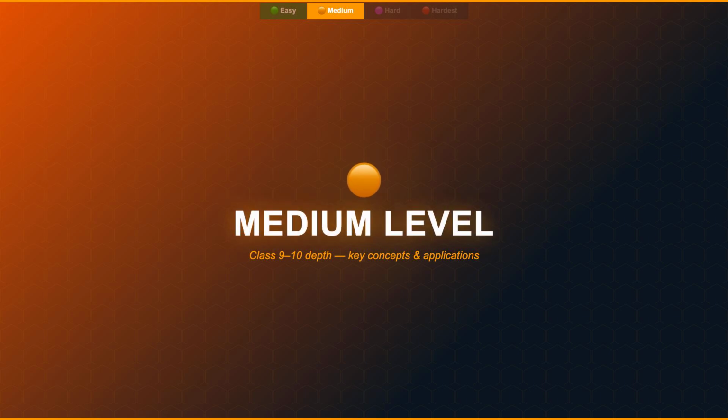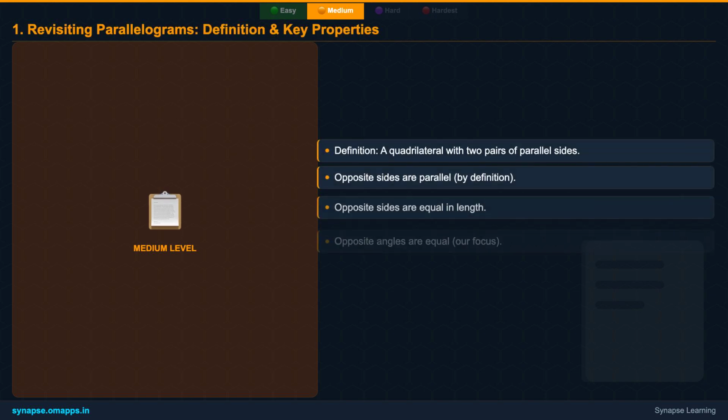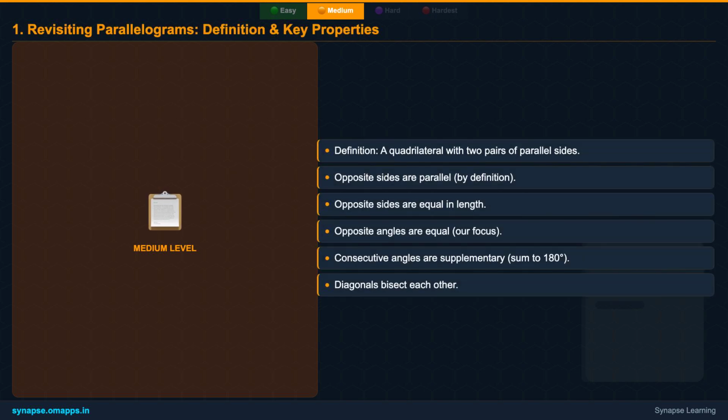We'll move beyond the basic explanation to a more formal and rigorous proof of this property. Before we dive into the proof, let's quickly recap what a parallelogram is and its essential features. It's a quadrilateral with 2 pairs of parallel sides. This leads to a cascade of other properties.